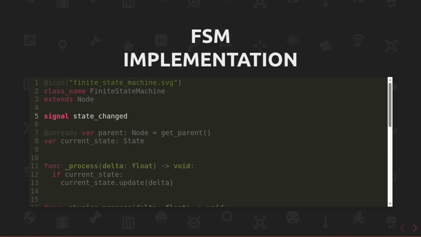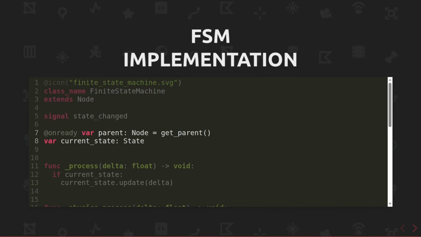Then we have that one signal defined that we use for communication, which is called state changed. And then we have two variables. One is the parent, which, as we said, acts as the actor for all the states. And I defined it as an onReady variable reference, meaning that whenever the node will be ready in the scene tree, this parent variable will have the reference to the parent node of the finite state machine by default. And we also have a member variable for storing the current state of the finite state machine.